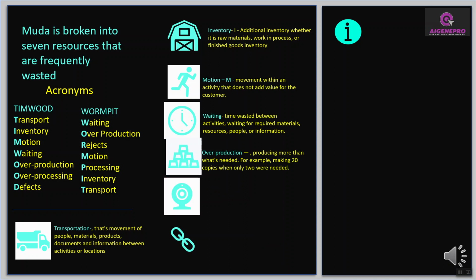Overproduction: producing more than what's needed. For example, making 20 copies when only 2 were needed. Overprocessing: when more work is done than necessary. Overprocessing is excessive processing and unnecessary duplication of work. This happens when a process is designed in such a way that it uses more resources than is truly required. The waste of overprocessing is definitely the hardest to understand. The most common root causes are a lack of understanding of customer needs and specifications. Examples may include doing a 100% quality check on all claims processed, when with 95% confidence we can say that the current sample-based quality check mechanism will be able to catch all defects.